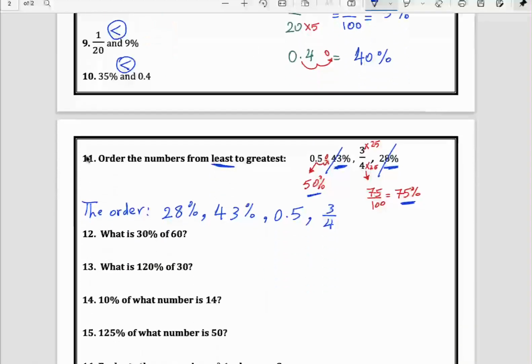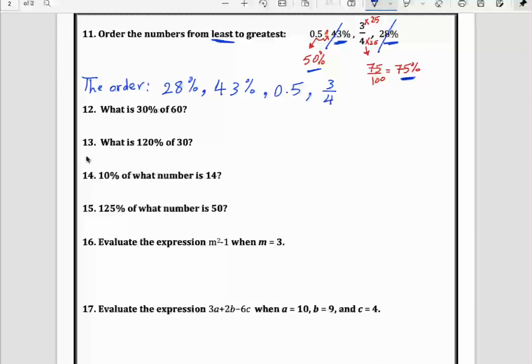Now I'll continue. I will not mute your mics, but please do not use your mics. Okay, let's continue now to question number... where is it? It's here. Okay.